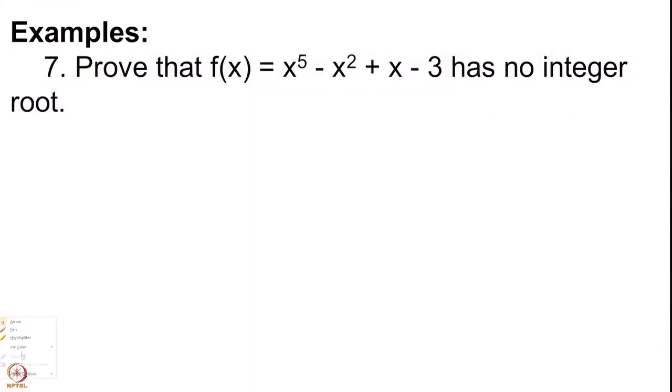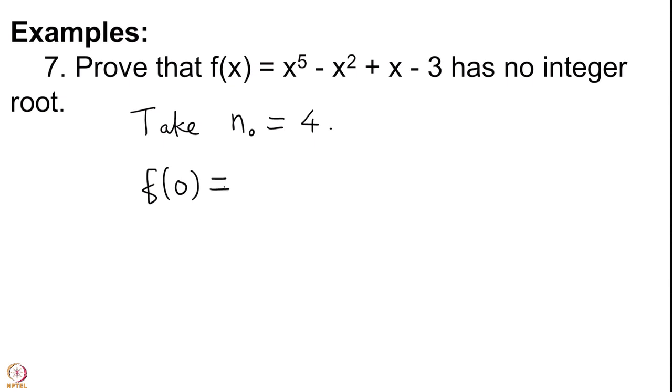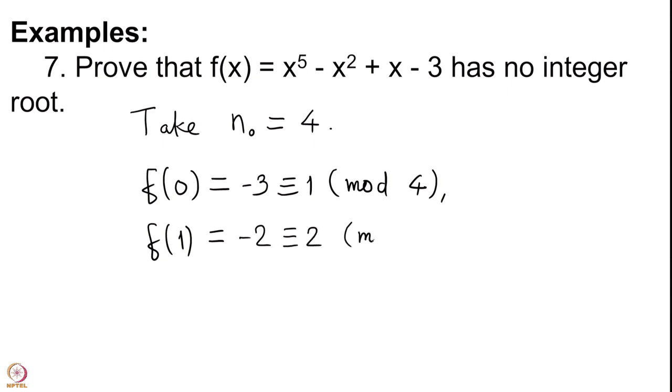So we take n naught to be 4. Let us do the calculation for every residue class modulo 4. So, what do we do? F of 0 is 0 minus 0 plus 0 minus 3, which is congruent to 1 mod 4, does not give you 0. F of 1 is 1 minus 1 plus 1 minus 3. So, 1 minus 1 gets cancelled, but 1 minus 3 will give you minus 2, which is 2 modulo 4. Do not get a 0.